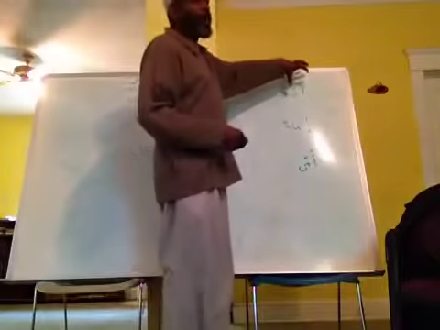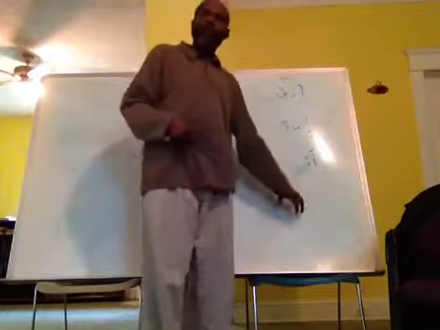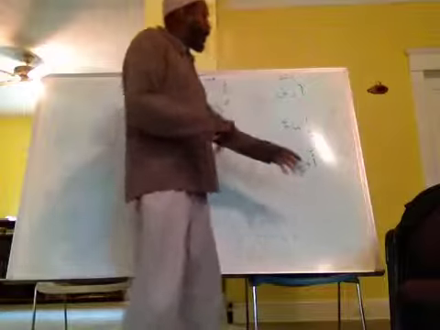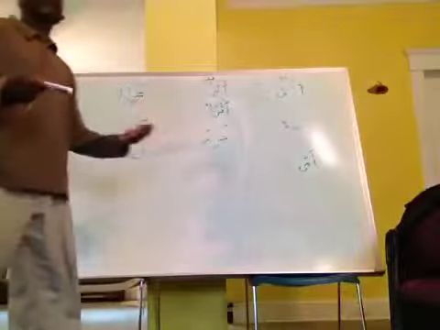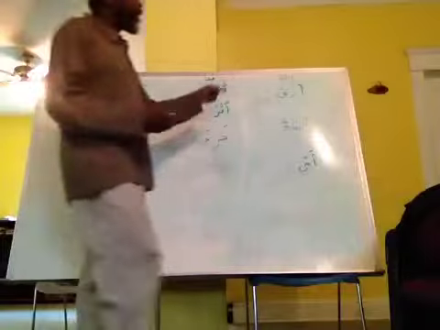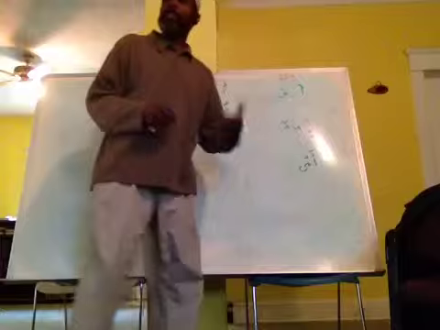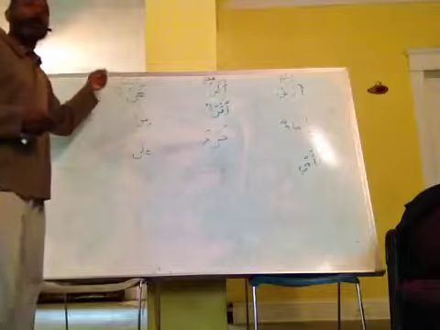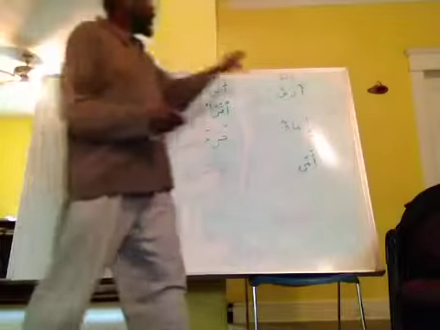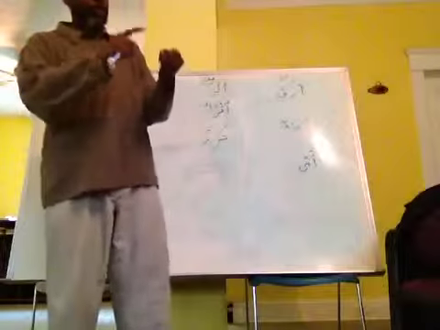Same thing with an ism. We have different types of ism, and there are certain characteristics that go with them. There are certain things that tell you, when you see a word, if it's an ism, a fi'l, or a harf. So what are some of the characteristics of an ism?